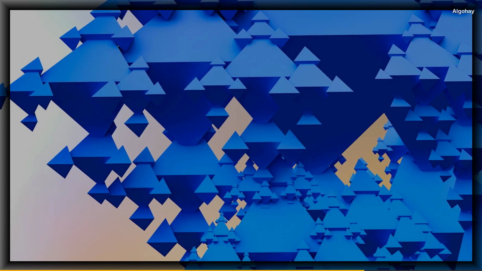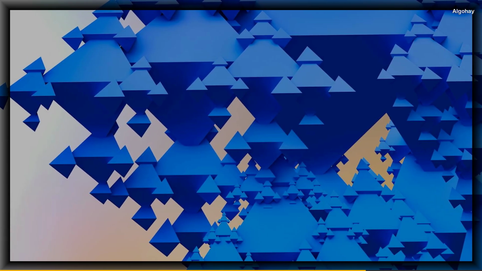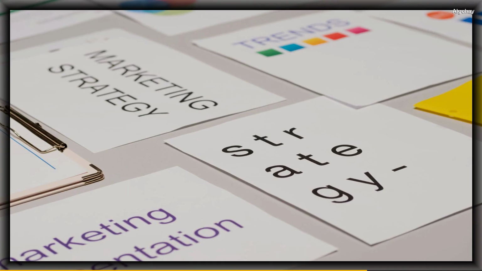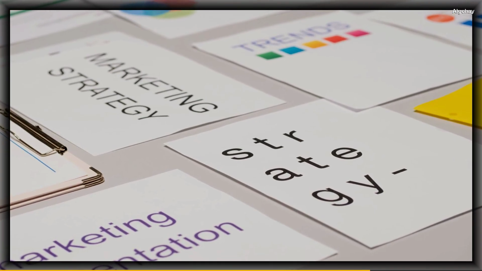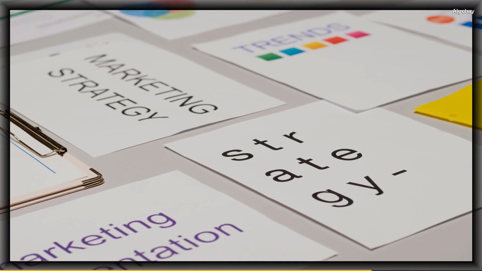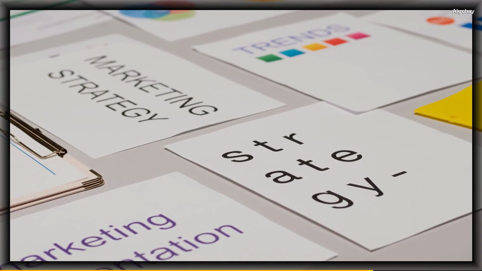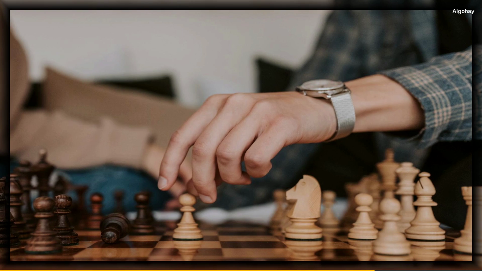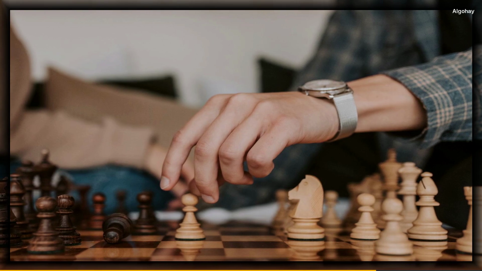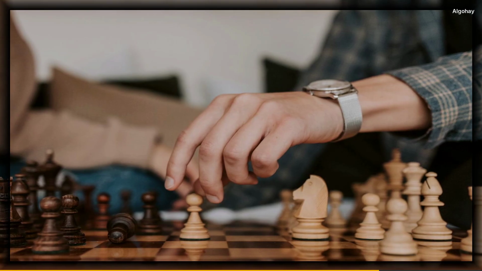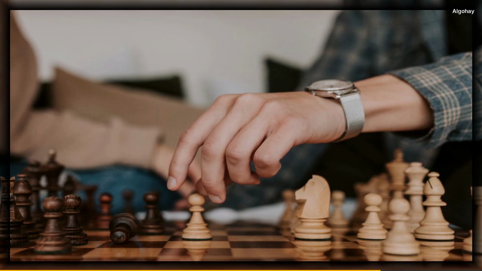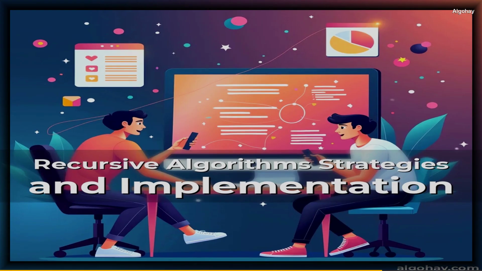The quicksort algorithm exemplifies how recursion simplifies complex sorting problems. By partitioning arrays around pivot elements and recursively sorting subsequences, quicksort achieves average case linearithmic time complexity. Fractal generation represents another compelling application domain. Mandelbrot sets, Sierpinski triangles, and Koch snowflakes all demonstrate how simple recursive rules produce incredibly complex geometric patterns.